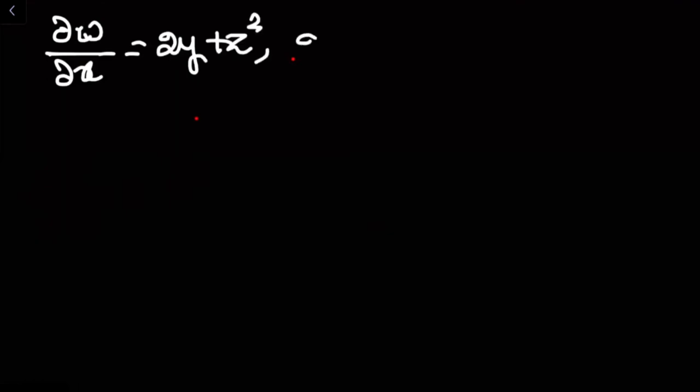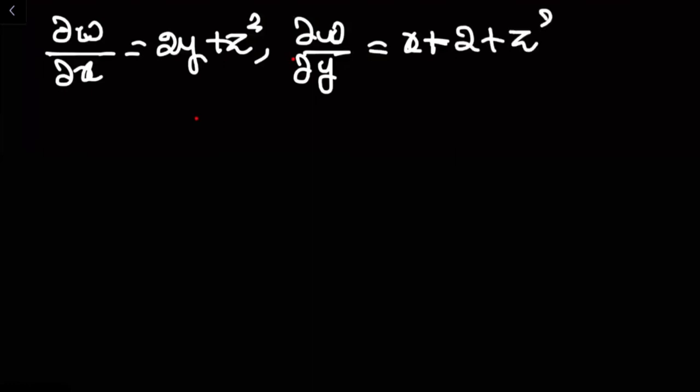Calculating dou w upon dou x, we'll get 2y plus z squared. dou w by dou y equals x plus 2y, sorry, x plus 2 plus z squared, right? Differentiation of 2y, we'll get 2. And differentiating dou w with respect to z will give x plus 2y plus 2z.